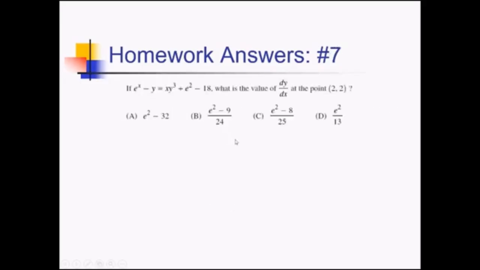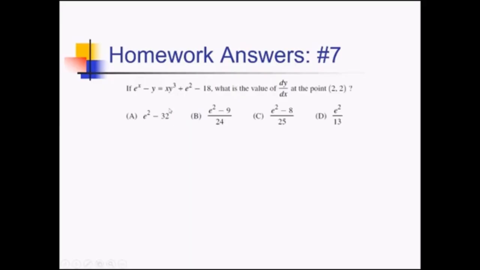On this problem, we're given this crazy expression, and we want to know the value of dy dx at the point (2, 2). So we're going to have to take the derivative of this thing, and since y is kind of tough to isolate, we're going to have to use implicit differentiation. Then we're going to have to plug (2, 2) into whatever crazy equation we get out of this.